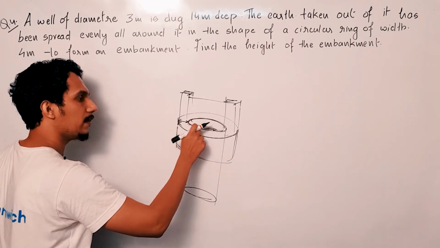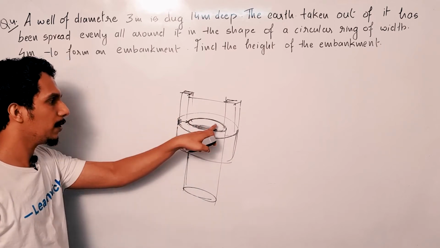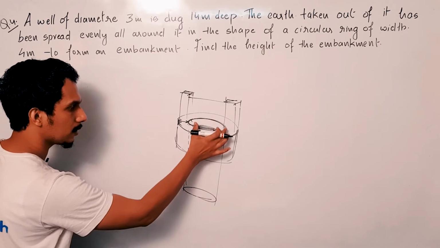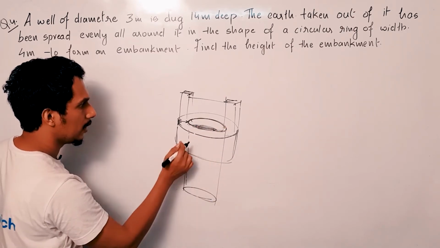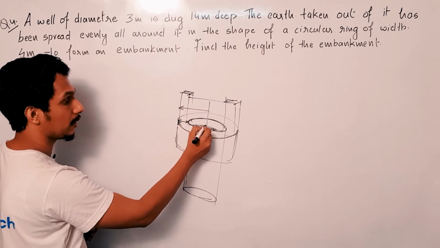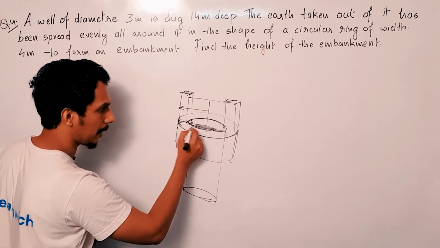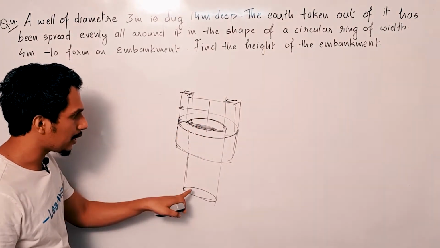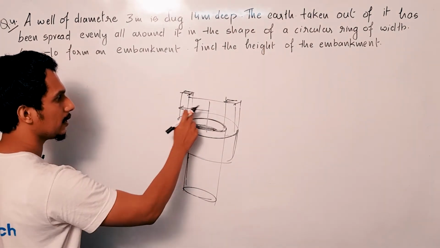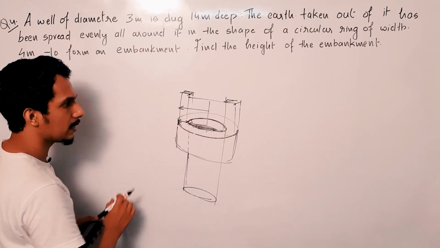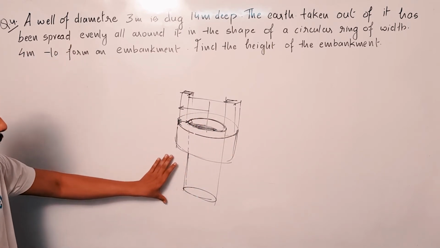So they are saying that this width of the embankment is given. Then what will be the width of the inner ring? What will be the width of the inner circle? That will be same as the width of the well, no? See? It's the same well. And by width I meant to say the radius of this one. The radius of the embankment's inner ring will be same as the radius of the well. And the radius of outer ring will be this radius plus this width.